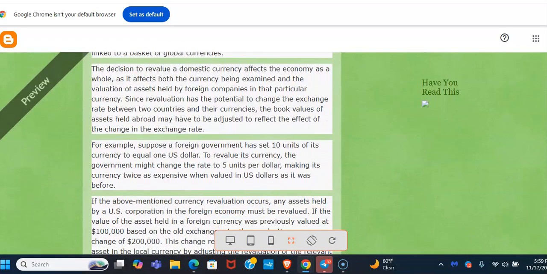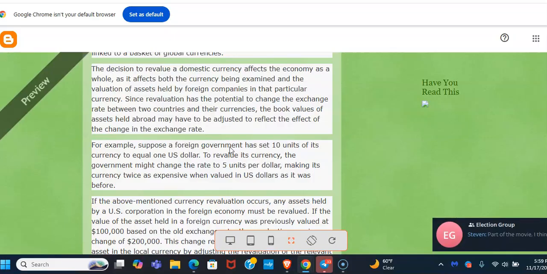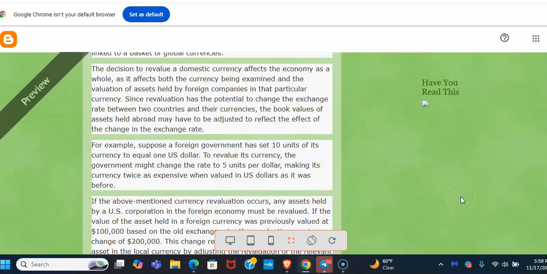The decision to revalue a domestic currency affects the economy as a whole, as it affects both the currency being examined and the valuation of assets held by foreign companies in that particular currency. Since revaluation has the potential to change the exchange rate between two countries and their currencies, the book values of assets held abroad may have to be adjusted to reflect the effect of the change in the exchange rate. So now do you see why all the countries have to be involved? We think it's just so easy. Why don't they just flip the switch?